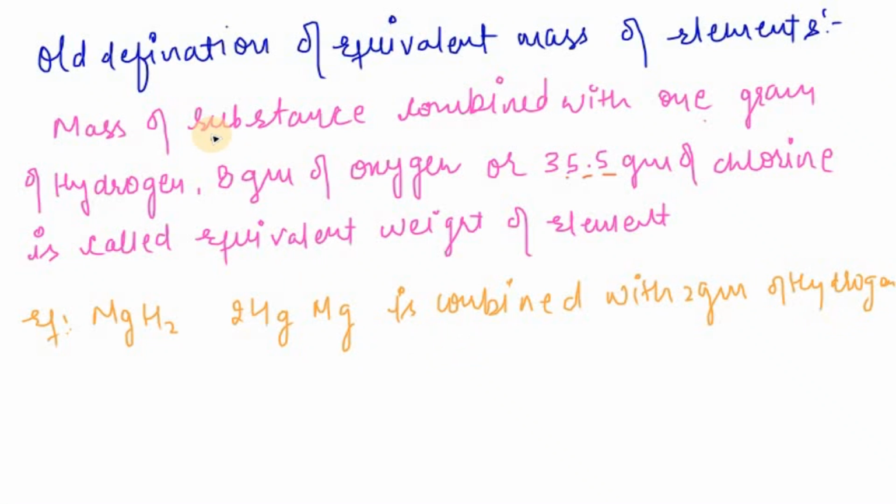Now we have to identify its equivalent mass. If we look at the old basic definition, it is the mass of the substance combined with 1 gram of hydrogen. So if 24 gram of magnesium is combining with 2 gram of hydrogen, then 12 gram of magnesium will be combining with 1 gram of hydrogen. So the equivalent weight of magnesium is 12 gram.